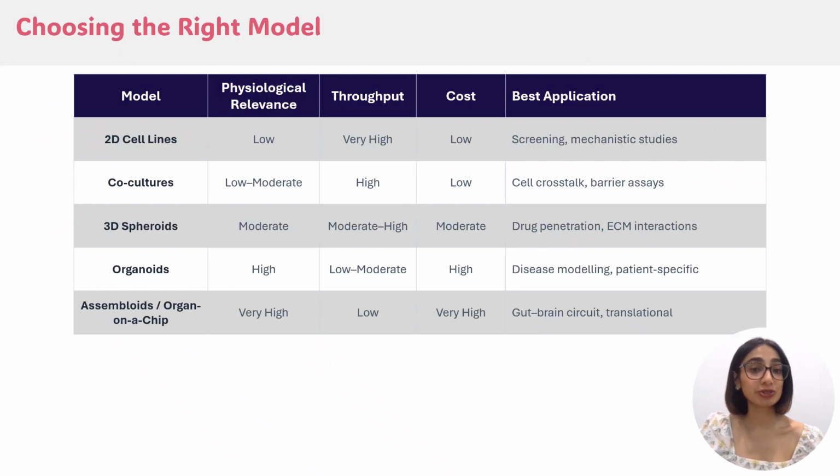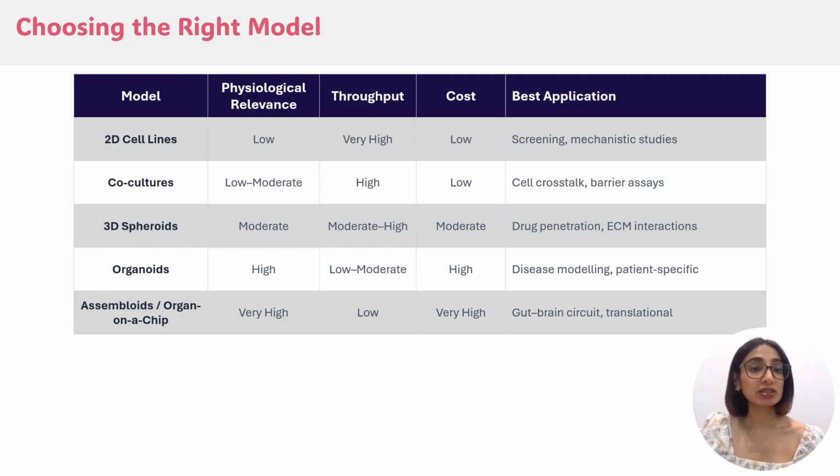So how do you choose? The summary table is meant to be a practical decision aid. If you need speed and scale, early compound screening, target validation, then cell lines remain your best friend. If you need to understand barrier function or two-cell type crosstalk, then co-culture systems are the next logical step.